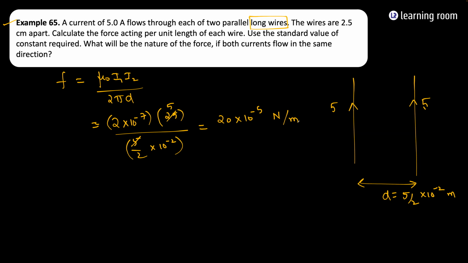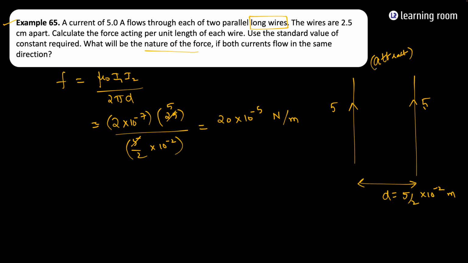Okay. Now, the next question is, what will be the nature of force if both the currents are flowing in the same direction? If the currents are flowing in the same direction, they always attract each other. Here it is exactly the reverse scenario of what happens with charges and magnets. For magnets, like poles repel, whereas for like directions of current, it is reversed, it will attract. So remember it like that.